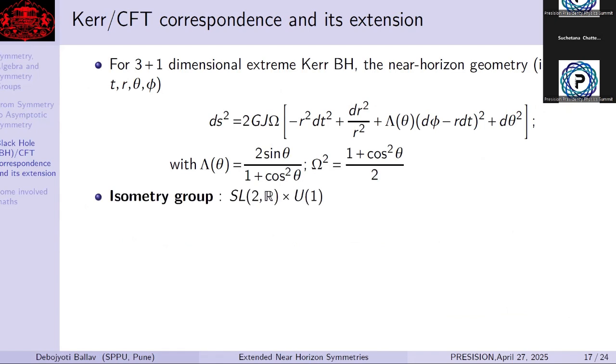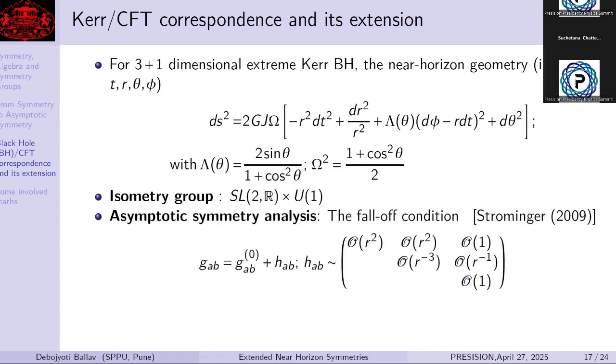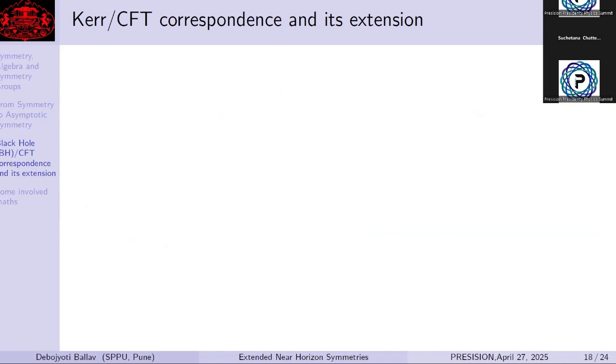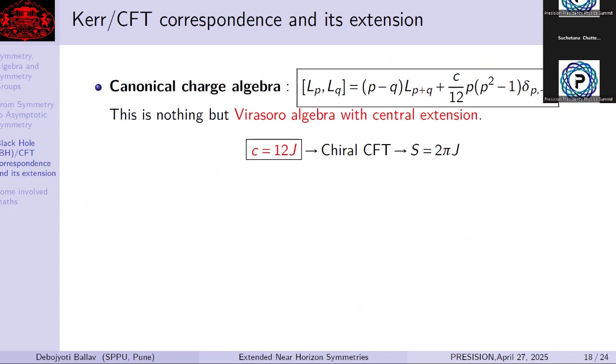Then Strominger gave a great work about the Kerr/CFT correspondence, where we have the Kerr metric, which has an isometry group SL(2,R) cross U(1), and the asymptotic analysis gives you the falloff conditions given by Strominger, and it satisfies the Dirac bracket algebra. And the canonical charges.